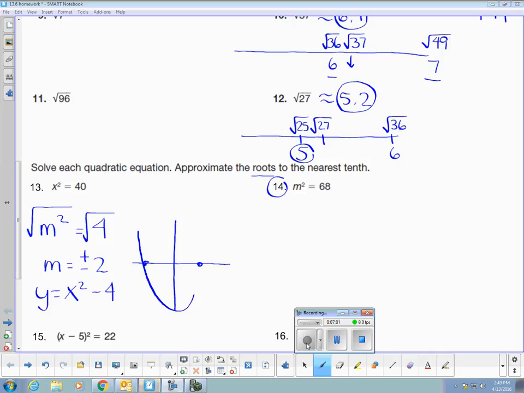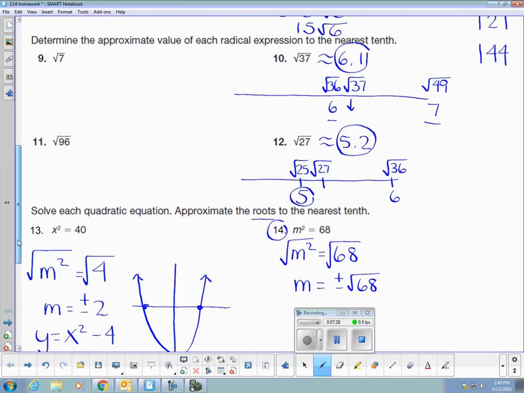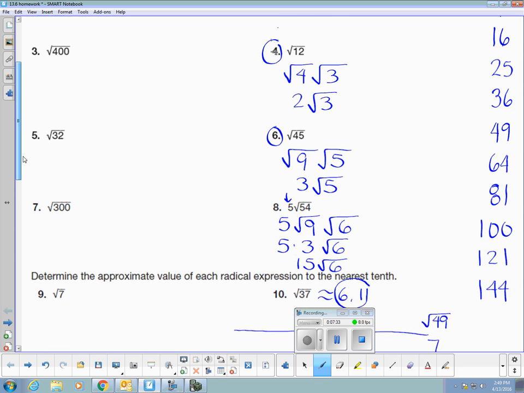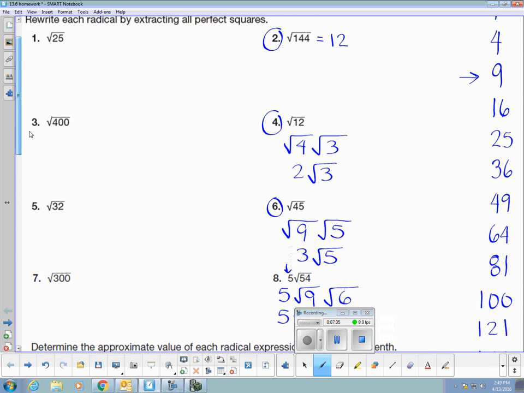So I just want to remind ourselves what we really have here when we are solving something like m squared equals 68. As I solve number 14, I'm going to begin by taking the square root of both sides. And again, m is equal to plus or minus radical 68. And then I'm going to go back and look at my list, and see if any number in my list of perfect squares goes into 68 evenly.